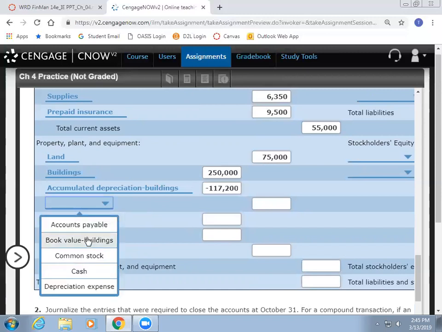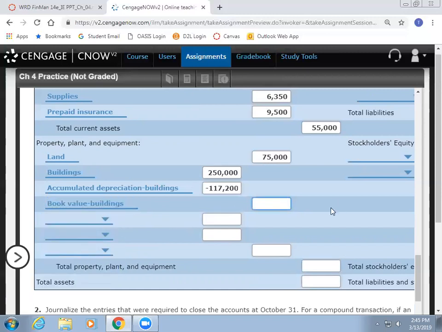So on that next line, I'm going to do my book value on the buildings. Well, that again, we learned in chapter 3. That's buildings minus accumulated depreciation. Okay, so this one will be 132,800.